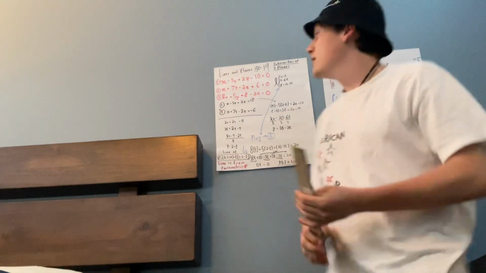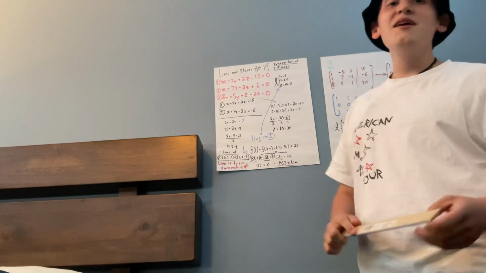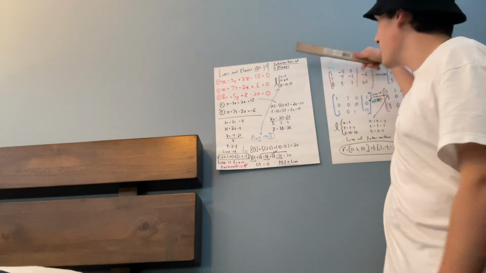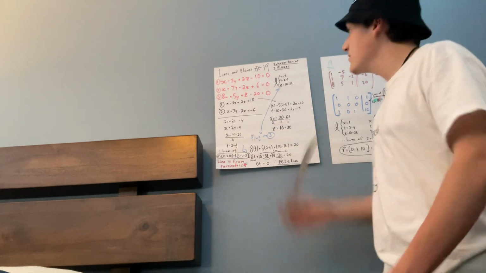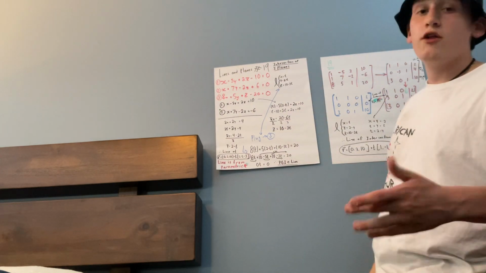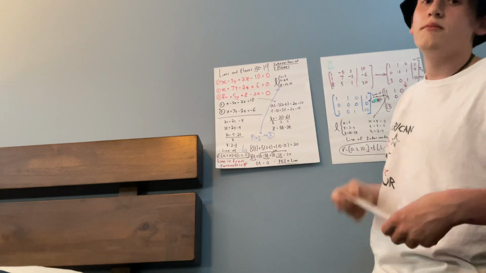What's up, brother? Today, we're going to be doing the pretest for lines and planes. Question number 19, intersection of three planes. Let's get going, brother. So, in this, we have three planes. But, to get started, we have to indicate if they're parallel or not.